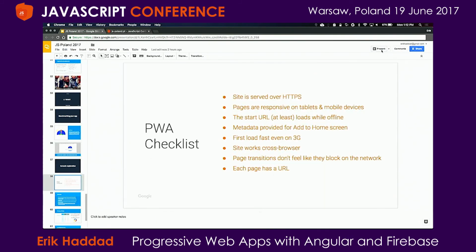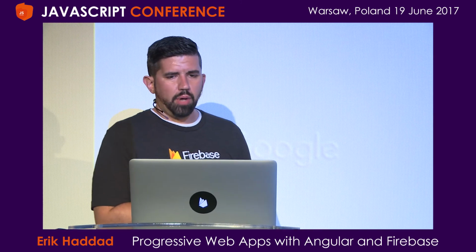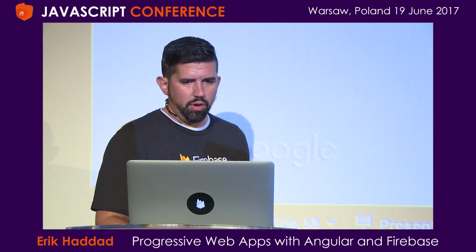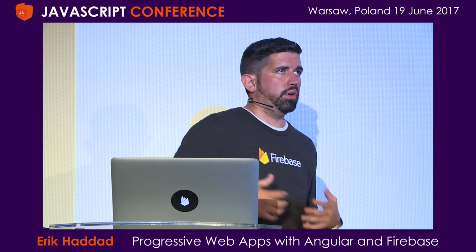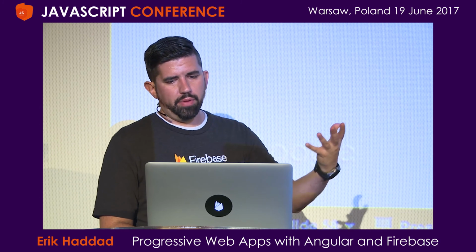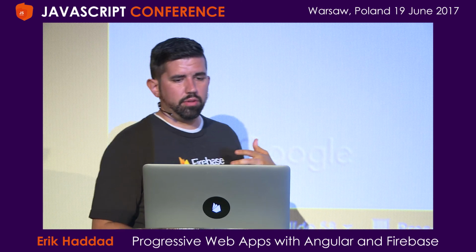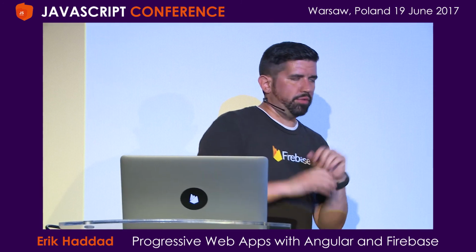And really, what is it looking for? Is the site served over HTTPS? And good news, with Firebase hosting, you automatically get SSL and HTTPS for free. Are your pages responsive on tablets and mobile devices? Media queries are your friend. The start URL in the manifest and the NGSW, we're specifying routing and start URLs, so giving an entry point. Metadata, both in the manifest for the iconography, the colors and the names, and make sure you call out the manifest in your index.html.